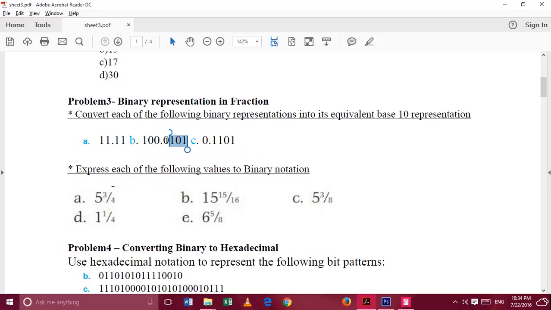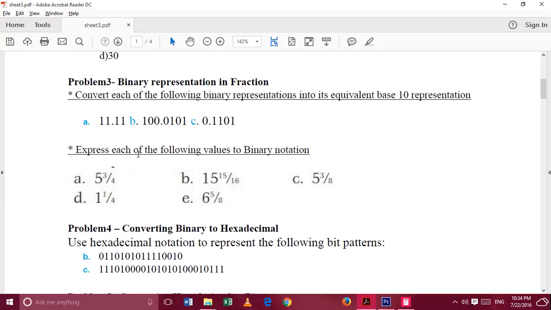So this is how you convert fractions. Okay, we want this base 10. Now let's do the opposite. Here we converted a binary fraction to its decimal equivalent. Let's do the opposite here. Let's take 15 over 16.